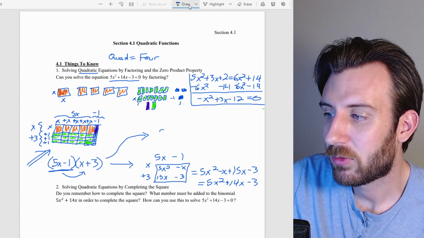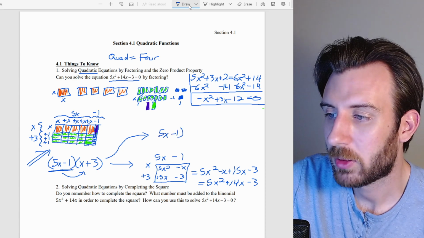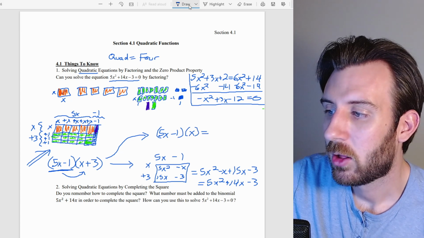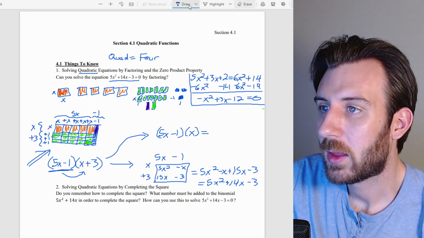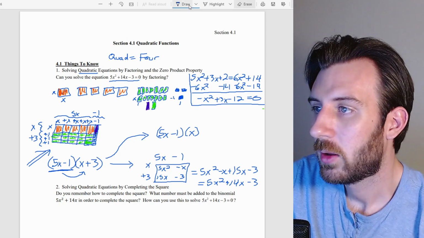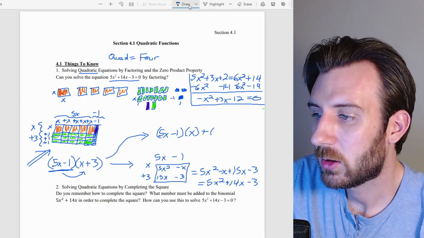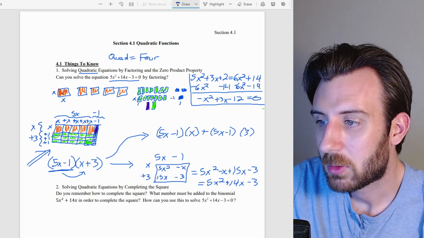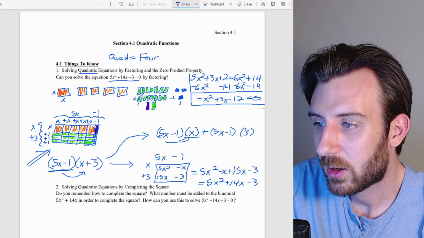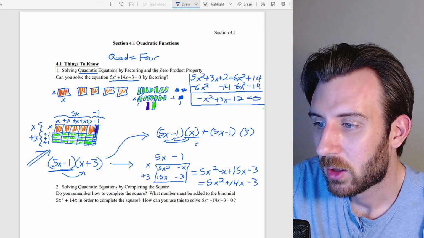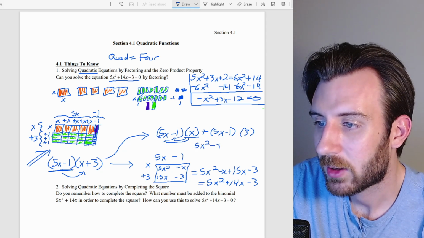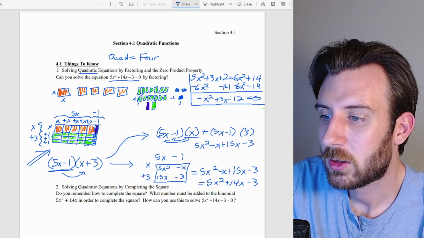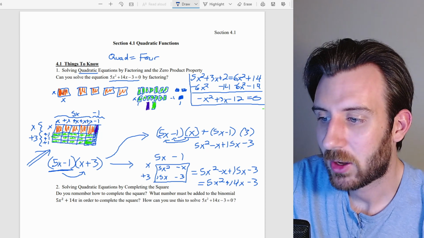So I should be able to say that I have 5x plus or minus 1, whatever group that is. I should have that many x's in my group, and that many 3's in my group. So that many 3's, 5x minus 1 groups of 3. And if you then say, okay, well then that'd be x groups of 5x and x groups of -1. That would be 5x squared, a -x, and then in the other parentheses that'd be 15 x's and a -3. All in all, again, I think when we simplify this out, we're going to get the exact same thing.